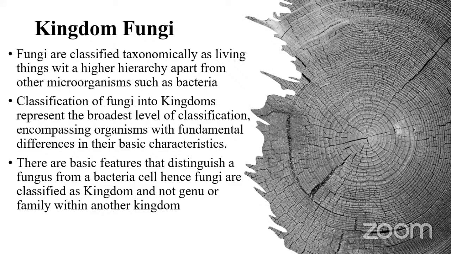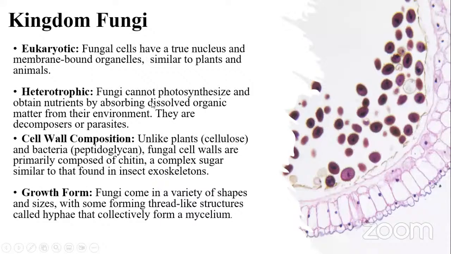Now, what are these basic features that distinguish a fungus from a typical bacteria, and why are they called kingdom fungi and not genus or family? Now, let's look at these basic characteristics. Number one, fungi are eukaryotic. Bacteria are prokaryotic. Eukaryotic cells have a true nucleus. They have membrane-bound organelles, like mitochondria and Golgi bodies. They have compartments for organs, which is similar to plants and animals. So fungi are eukaryotes, they are not prokaryotes.